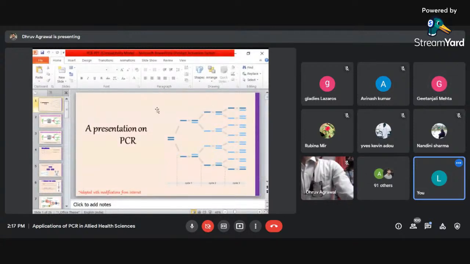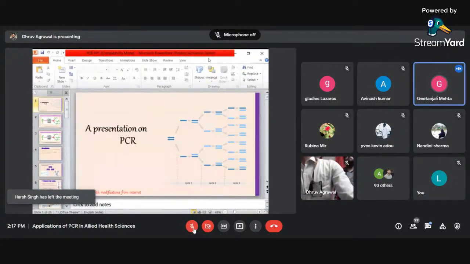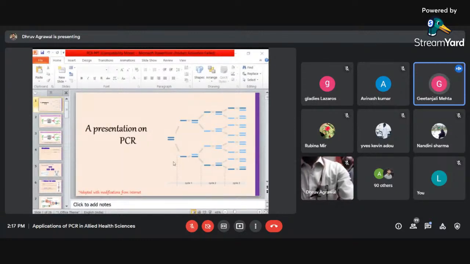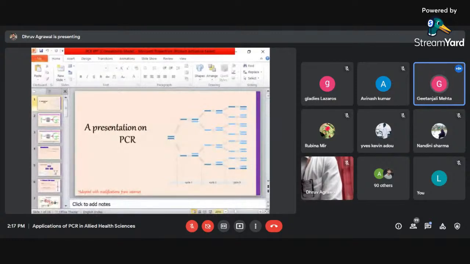Good afternoon, respected teachers and my dear fellow friends. On behalf of the Department of Medical Laboratory Sciences, I would like to welcome you all for being part of such an informative session, which is going to help us all understand an important skill called PCR technique.